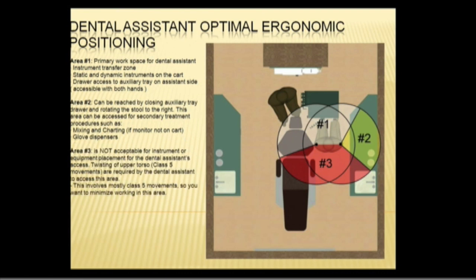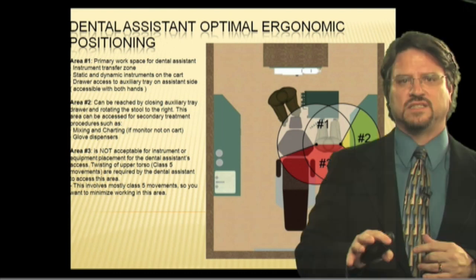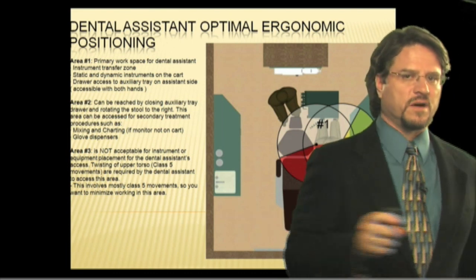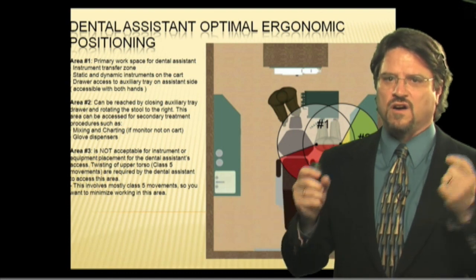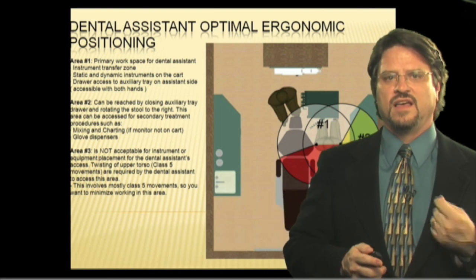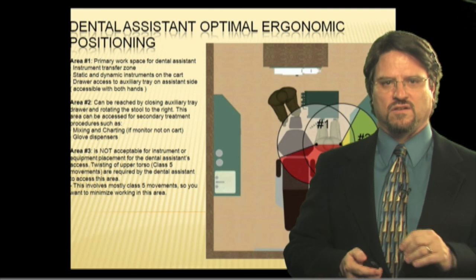And finally, please note the extent of Area 3. It is not acceptable for instrument or equipment placement in this zone for the dental assistant. Twisting of the upper torso, Class 5 movements are required to access this area, and it can be very bad for the assistant in the long run.